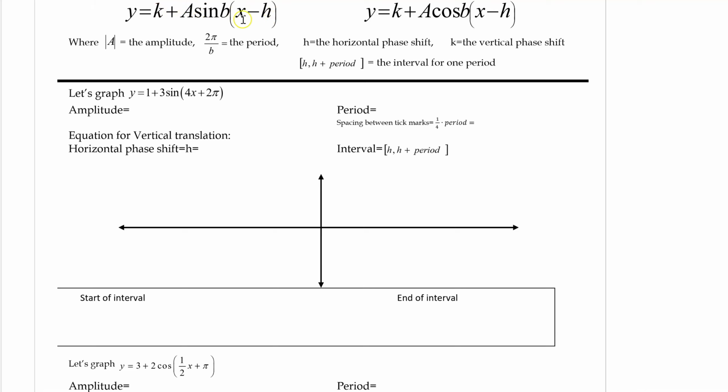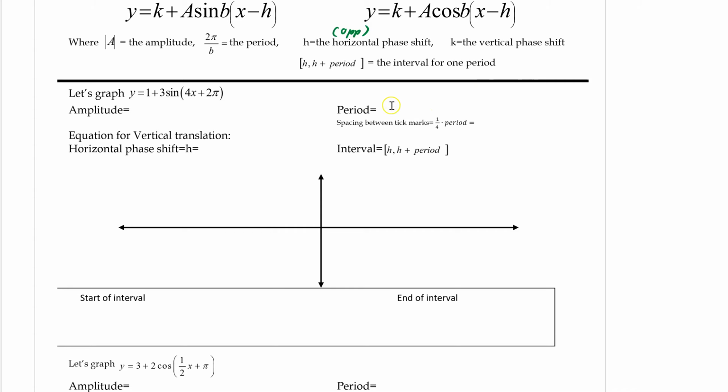So you have 4 letters. Each one affects it in 4 different ways. A is the amplitude. B affects the period. H is our horizontal shift, so it affects the x, and it's always opposite. That's why it's got a minus on there. This one is always opposite. And then k is our vertical shift.